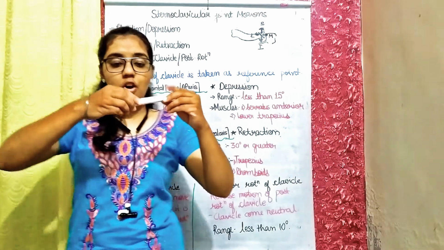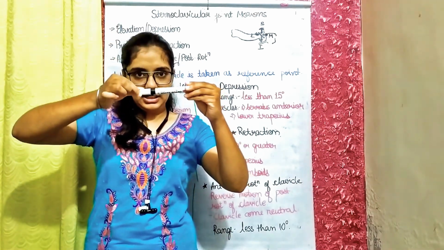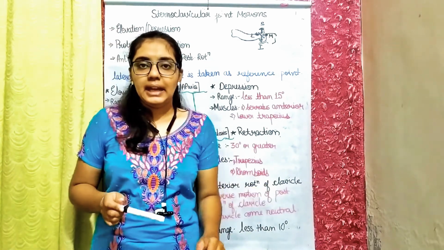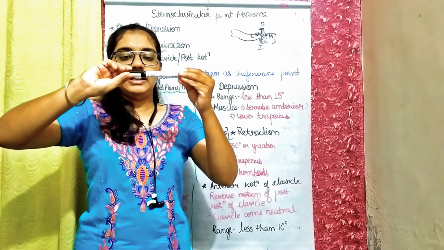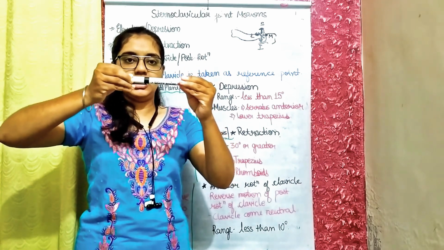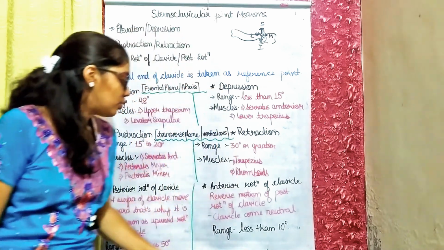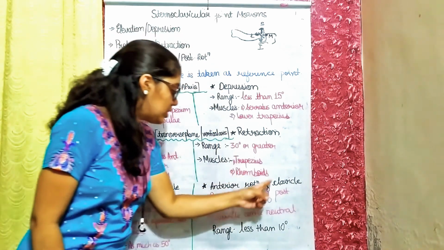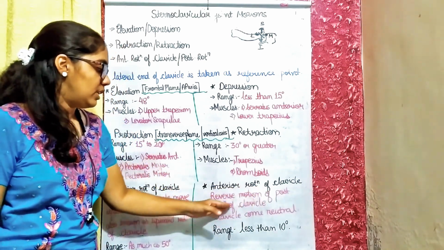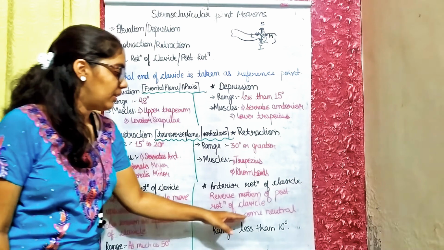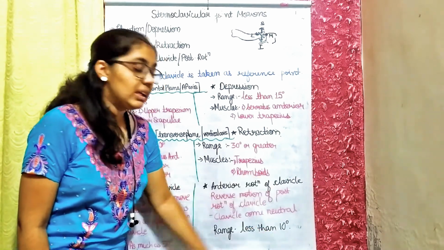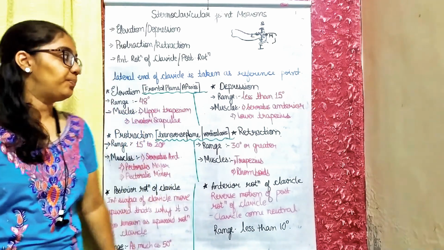Now, the reverse of posterior rotation of clavicle is known as anterior rotation of clavicle. In anterior rotation of clavicle, the inferior surface of the clavicle comes back to the neutral position, and this type of movement is known as anterior rotation of clavicle. So basically it is a reverse motion of posterior rotation of clavicle. The range of anterior rotation of clavicle is less than 10 degrees.